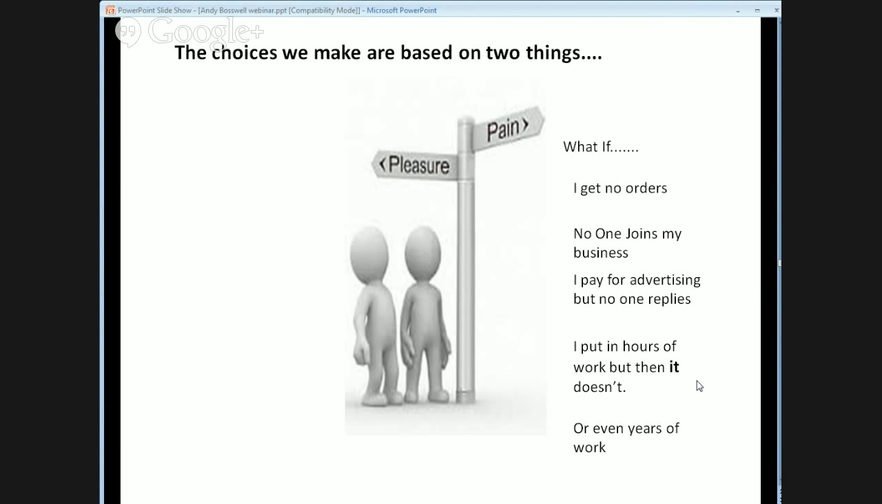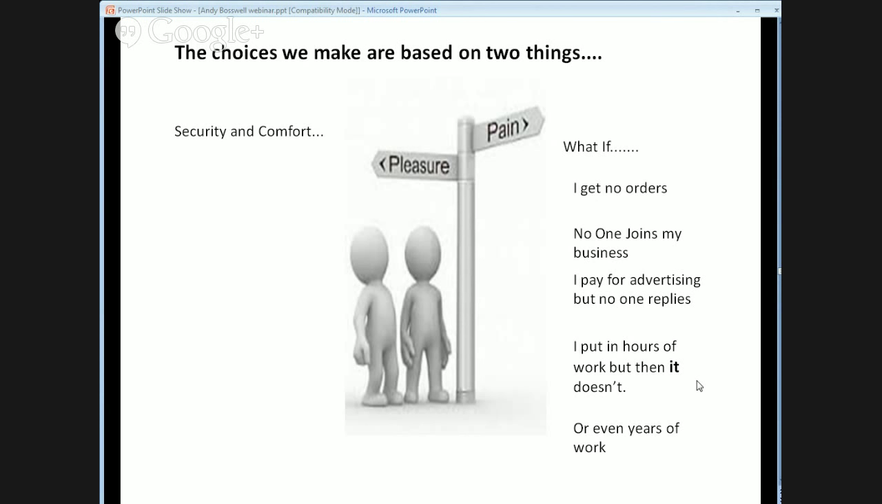What if I put in years of work and then it doesn't? These are the potential fears, pains that people think about that stop them from taking action. Because most people need security and comfort. They like an element of certainty. Tony Robbins says your life will be in direct reflection to the amount of uncertainty you can handle. In other words, your life will be as exciting as the adventures you can cope with.